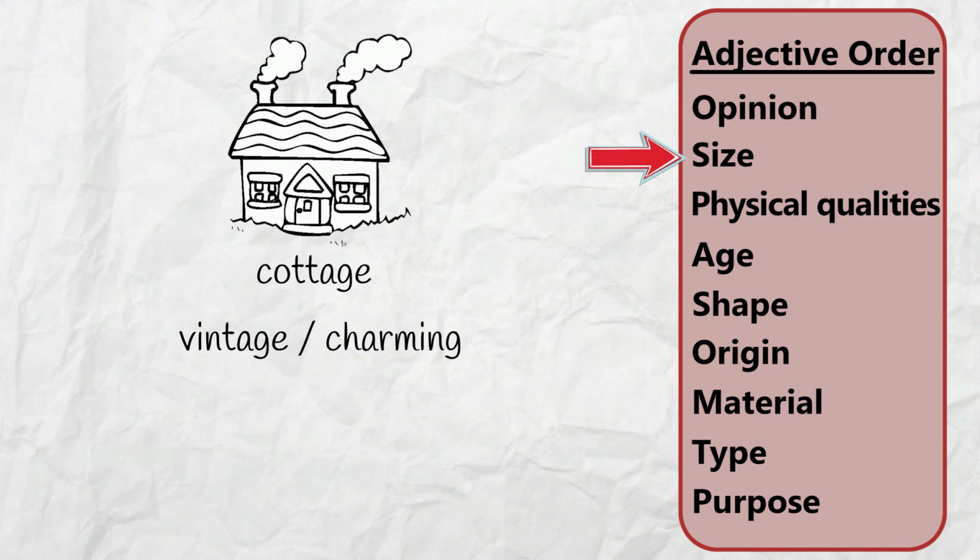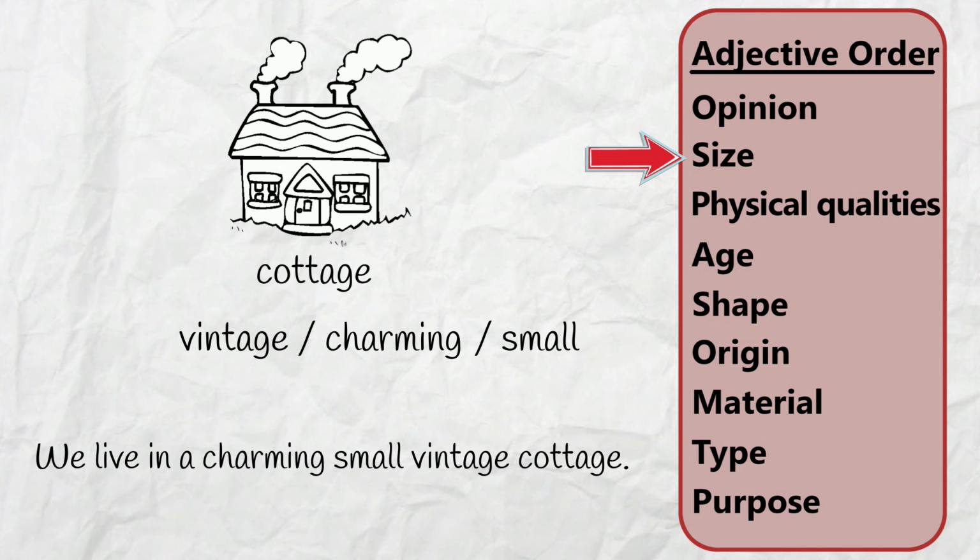Size comes second. Let's add the size adjective small to vintage and charming. Charming must still go first, but after charming we would place the word small. It goes before the adjective vintage because vintage describes age.